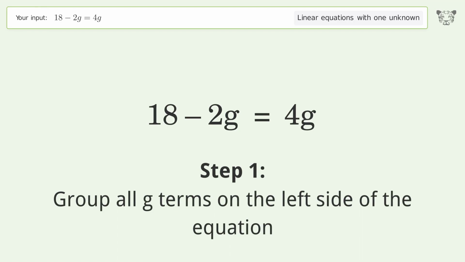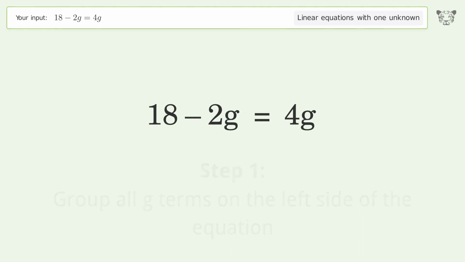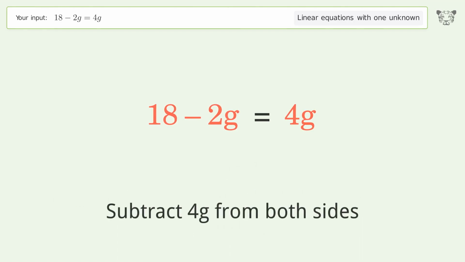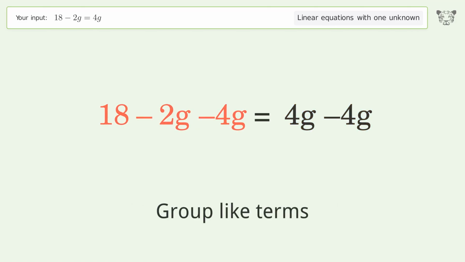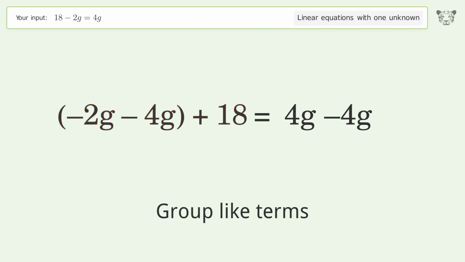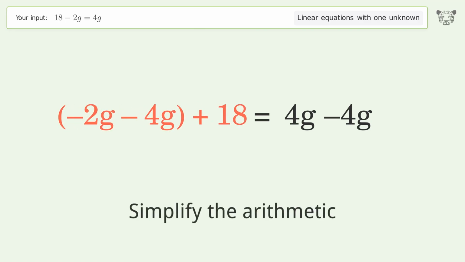Group all g terms on the left side of the equation. Subtract 4g from both sides. Group like terms. Simplify the arithmetic.